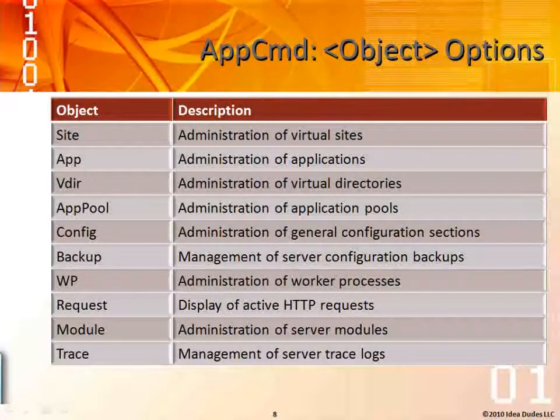So the AppCmd object options: we have site, which is administration of the virtual sites. We have administration of applications for app. The vdir is administration of virtual directories. The apppool is administration of the application pools. Config is the administration of general configuration sections. Backup is the management of the server configuration backup. WP is the administration of worker processes. The request displays active HTTP requests. The module is administration of server modules, and the trace is the management of the server trace logs.